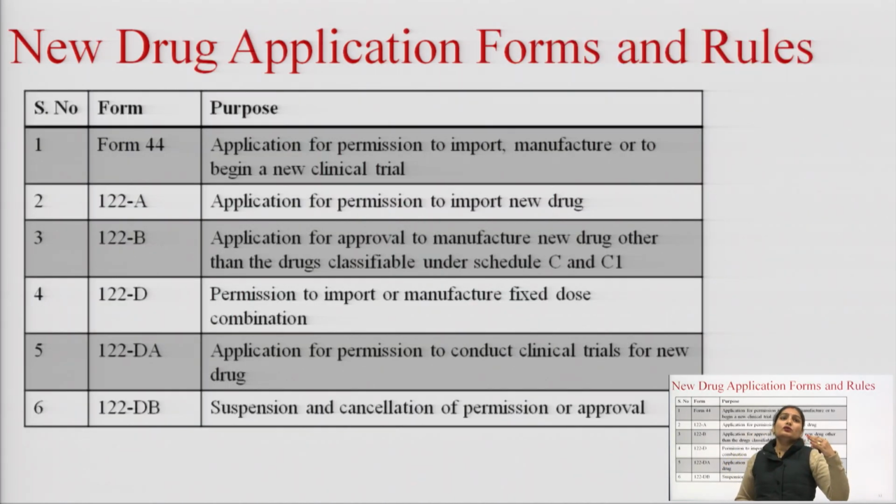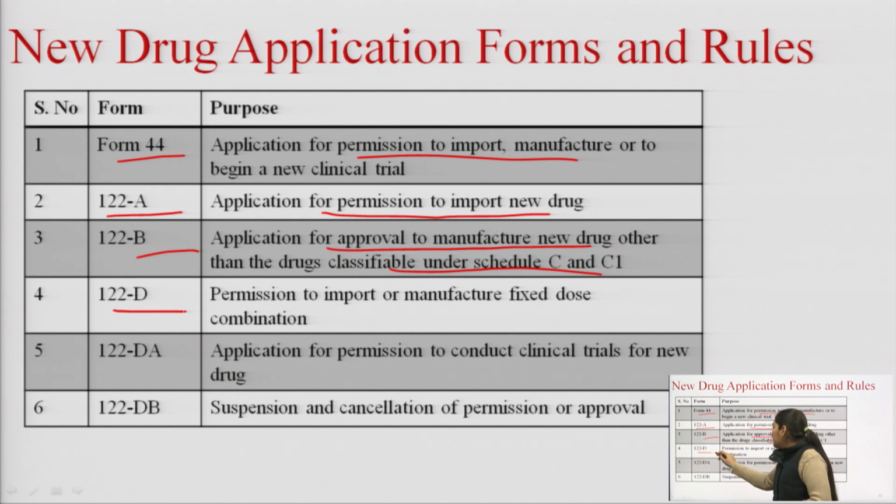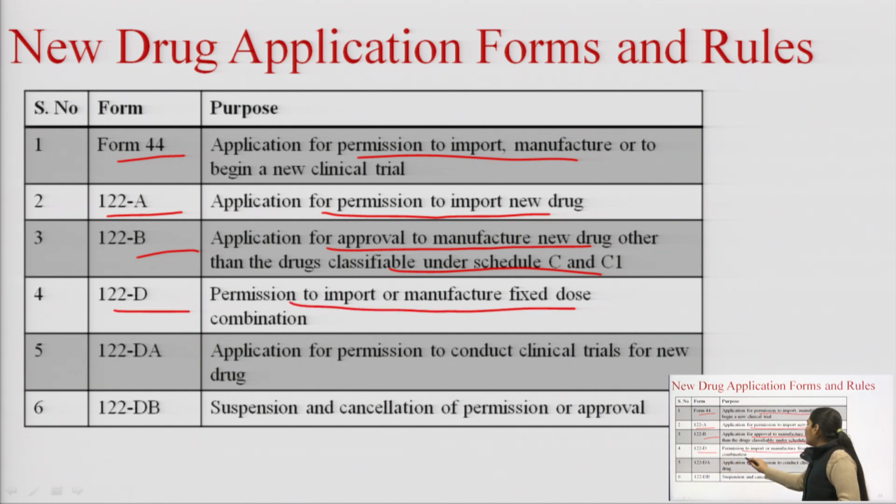So, here are some new drug application forms and rules. There are 6 different types of form. Form number 44 is for the application for permission to import, manufacture or to begin a new clinical trial. Form 122A is for the application for permission to import new drug. 122B is the application for approval to manufacture new drug other than the drugs classifiable under schedule C and C1. 122D is the permission to import or manufacture fixed dose combination.